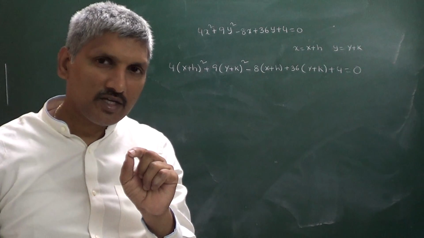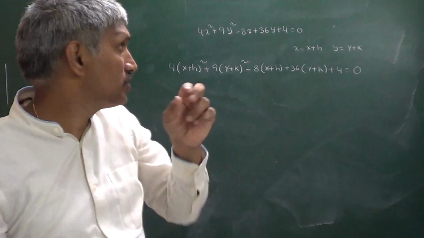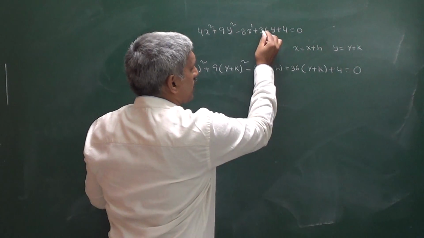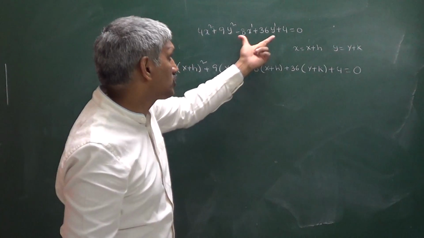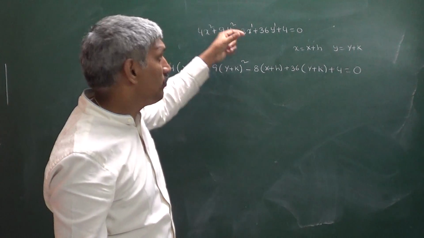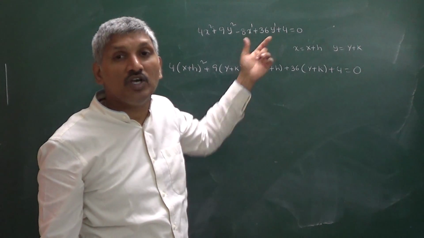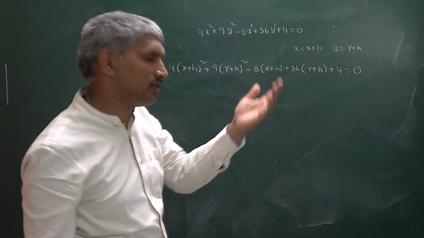First degree terms we have to remove. That means small x, this is the first degree term. Here x power 1, y power 1. First degree terms we have to remove. Here the degree is 2, and we have to remove the first degree terms. To remove the first degree terms, we have to find where to shift the origin.